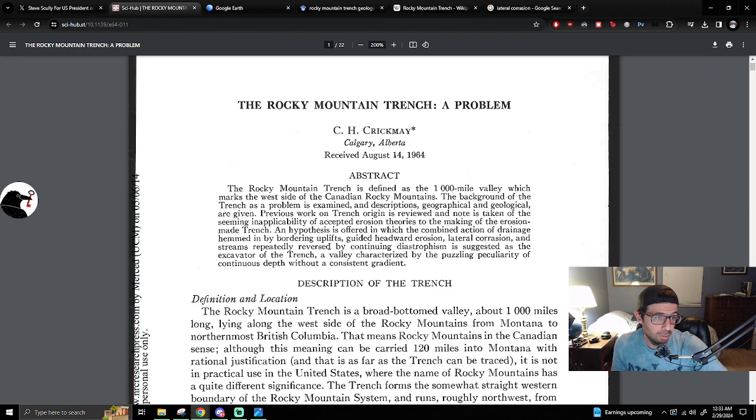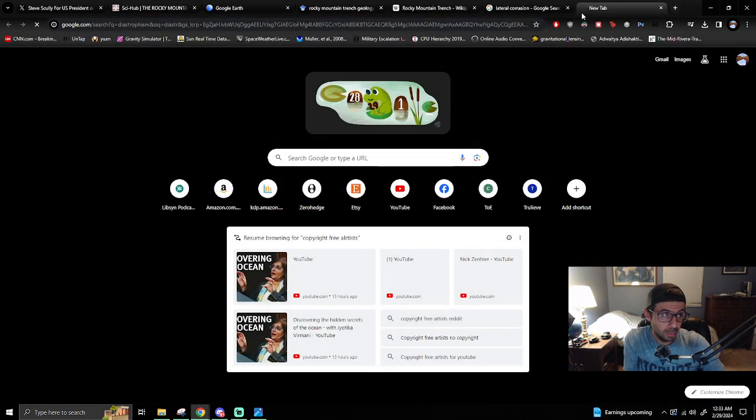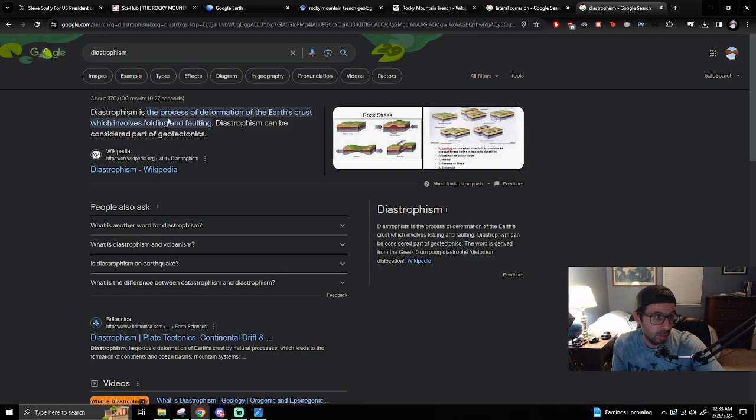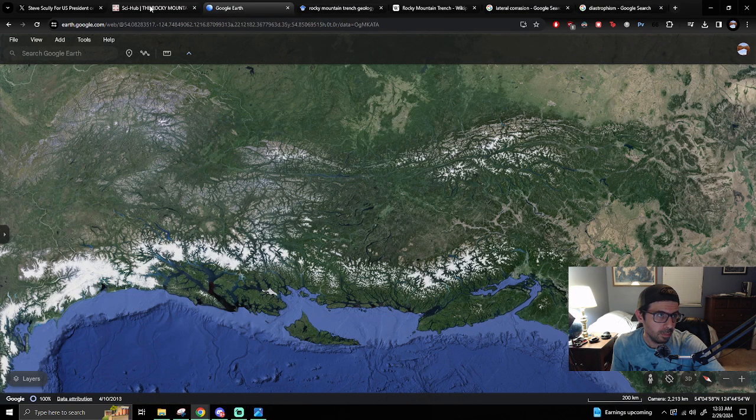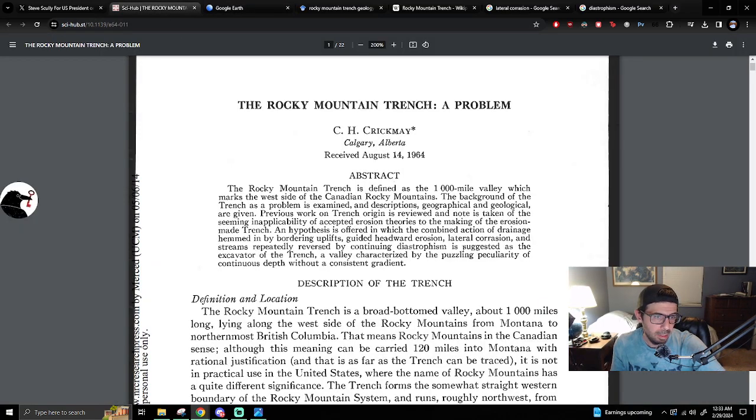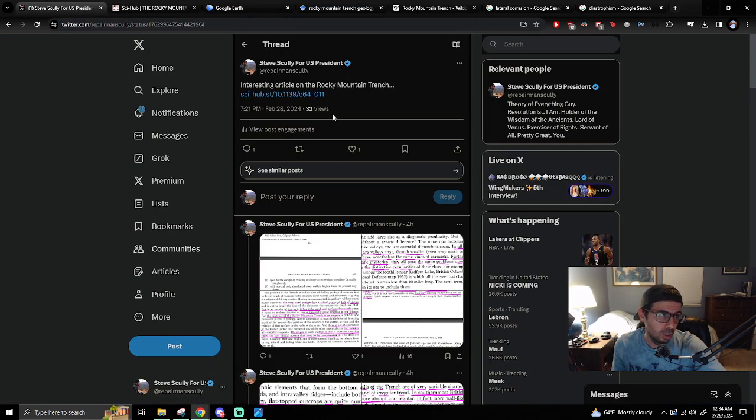And streams repeatedly reversed by continuing diastrophism, which is motion of terrains, basically. Process of deformation of the Earth's crust, which involves folding and faulting. So deformation of the Earth's crust, which this highly pressurized current is doing to the Earth's crust in this region as it passes through. Okay. Is suggested as the excavator of the trench, all of those mechanisms. A valley characterized by the puzzling peculiarity of continuous depth without a consistent gradient.